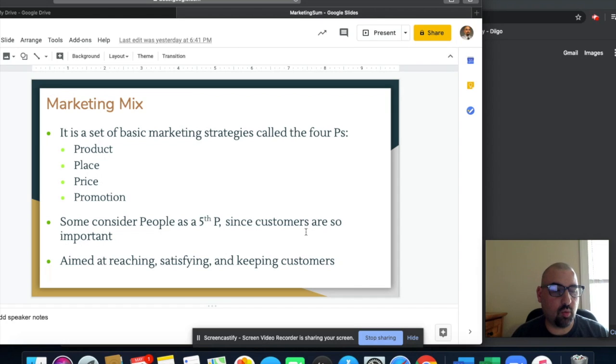Marketing mix. All right, we're almost done. Marketing mix, this is a set of strategies. They're called the 4 Ps. I want you guys to be aware of what these are. I like to say that there's a 5th. So product, place, price, promotion, all of those things are things that we've already discussed. Some consider people as a 5th, since customers are so important, aimed at reaching, satisfying, and keeping customers. That's really what the marketing mix is all about.